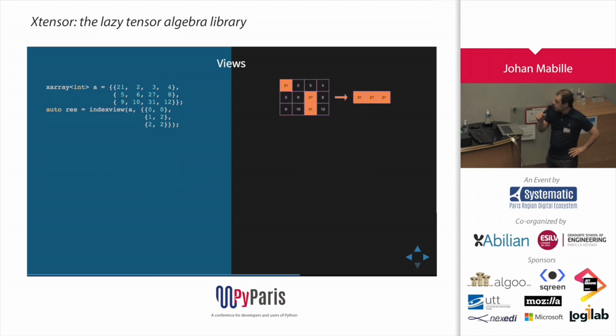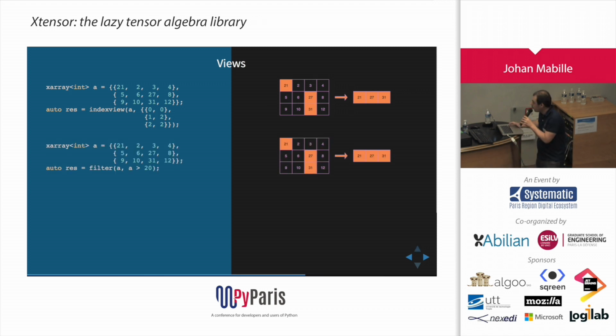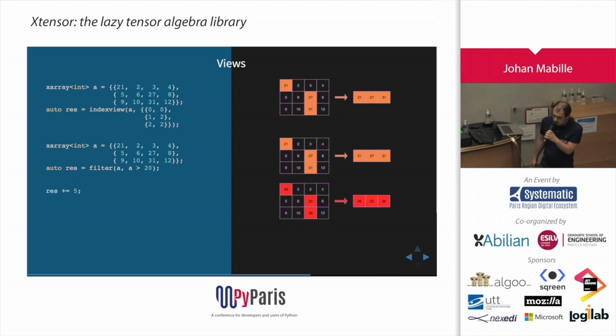We also provide index views as in NumPy, so you specify the elements you want to keep with indexes. Now, for such expressions, if you have a closer look, you can see that all the elements we need are greater than 20. So we provide filter views, so the syntax is shorter. And as with other expressions, we can operate on it, and the result of the computation is also seen in the underlying array.